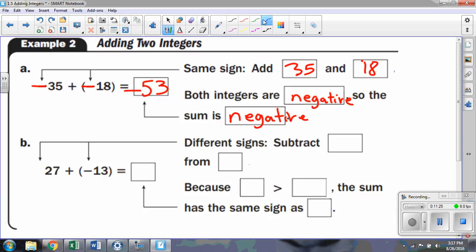For the second question, positive 27 plus negative 13. One is positive, one is negative. The signs are different. That tells us to subtract. We'll subtract the 13 off from 27. 27 minus 13 gives us 14. And because 27 is bigger than 13, we'll keep the sign of the bigger number. It's going to have the same sign as 27. Because it was positive, so is our answer.